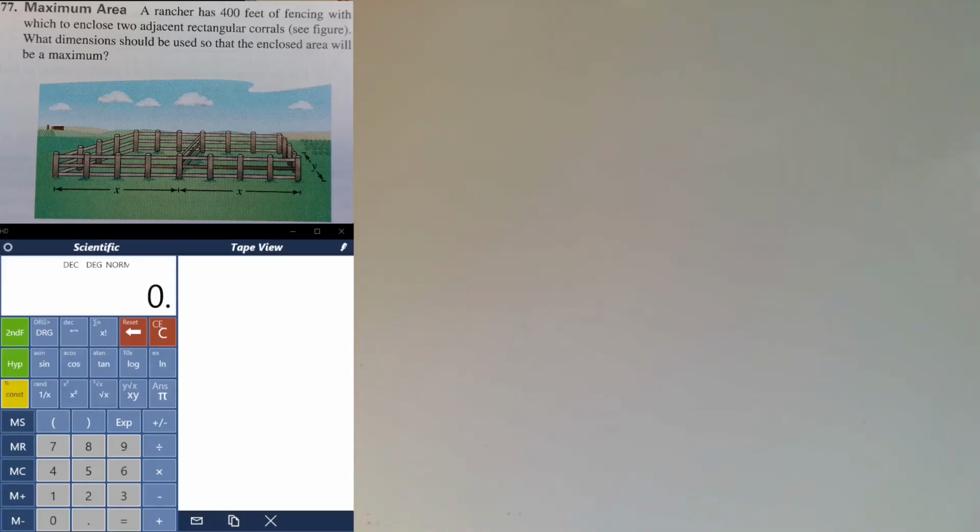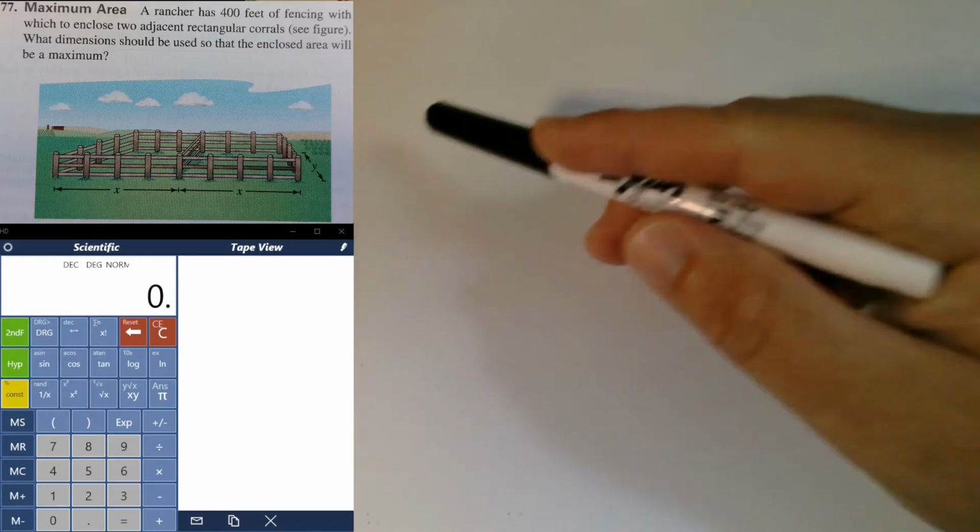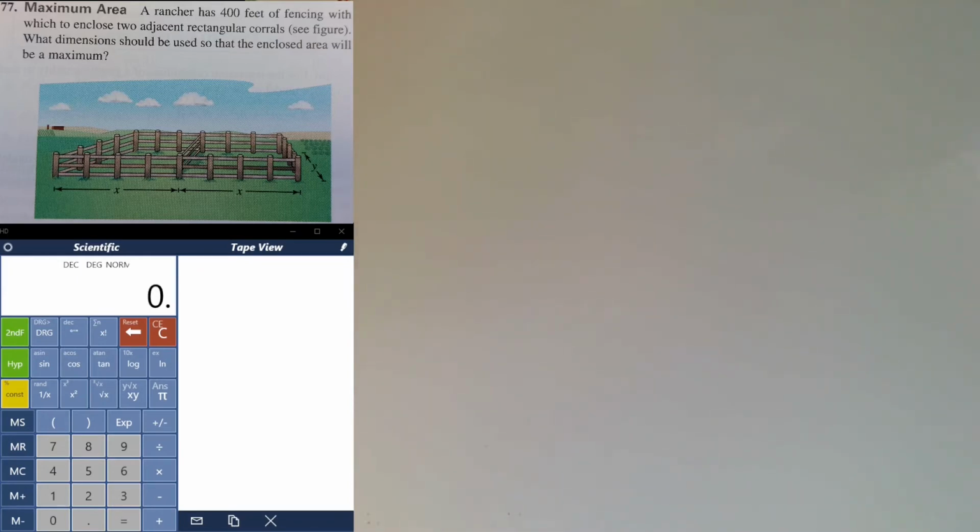Okay guys, today we're going to be solving this optimization problem to find maximum area. So the problem says, a rancher has 400 feet of fencing with which to enclose 2 adjacent rectangular corrals, see figure. What dimension should be used so that the enclosed area will be a maximum?